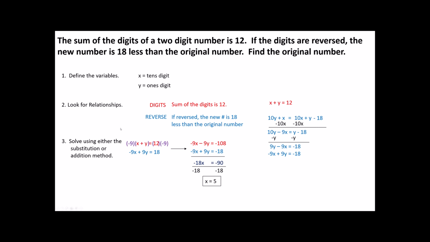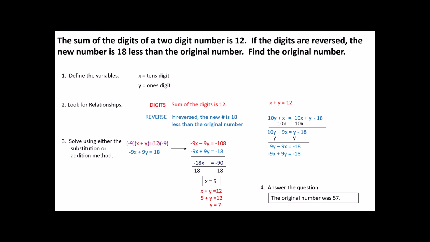I can pick either one of my original equations. I usually pick the easier one. Plug a 5 in for x, calculate y, and then answer the question. If 5 is my tens digit and 7 is my ones digit, the original number must have been a 57.